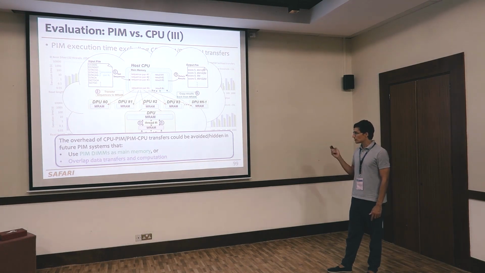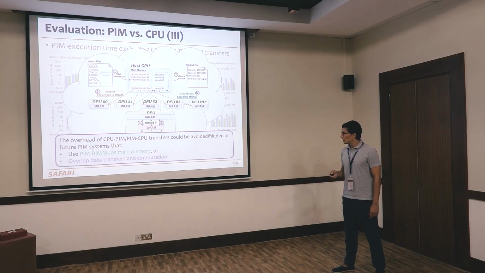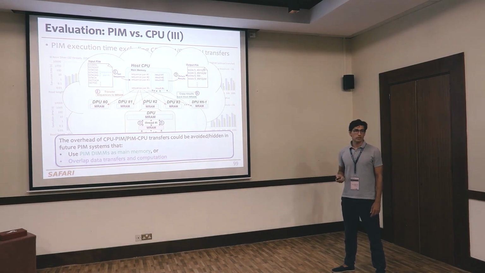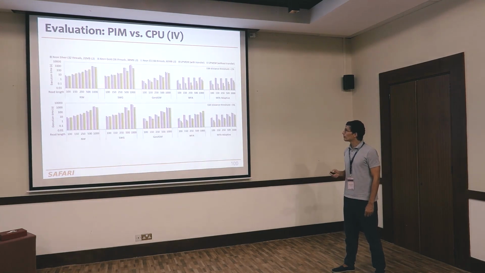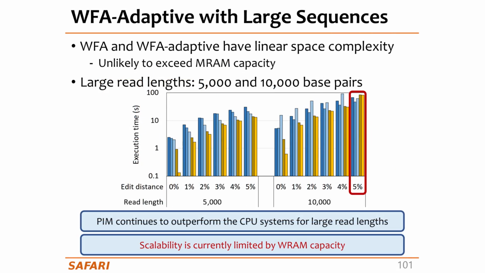This is just a suggestion that the overhead of these transfers could be avoided or hidden by making the PIM memory the main memory, or by overlapping data transfers with computation. That, I think, is probably in the roadmap of UPMEM according to the previous presentation. I have some more insights here. PIM does not outperform CPU for algorithms with regular access patterns and more length. And here we have more analysis for WFA and WFA adaptive, but I prefer to go quickly over this.